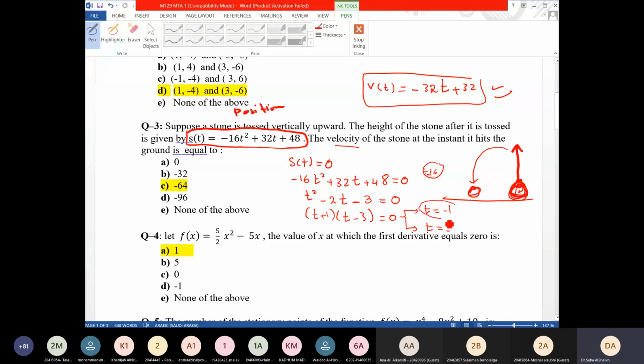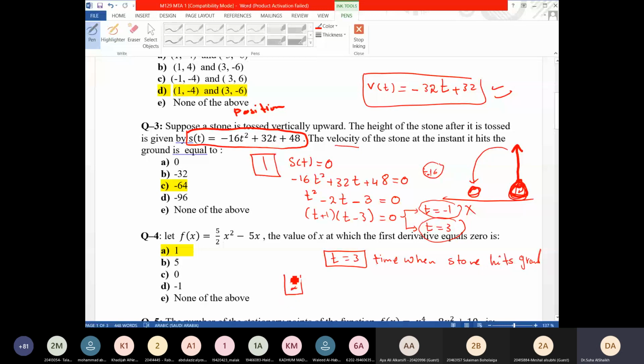Now one of the solutions is acceptable, one of them is not. Can the time be negative? Does it work with t equal to minus 1? No. We cancel this part. So we take t equal to 3. This is the time, I mean, when the stone hits the ground. This is part 1 of the solution.